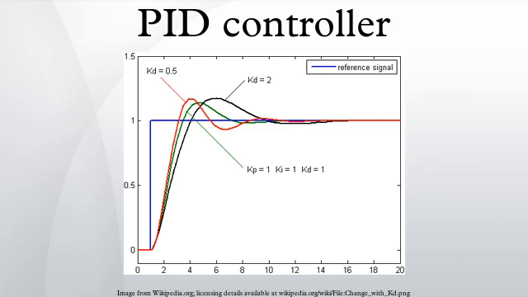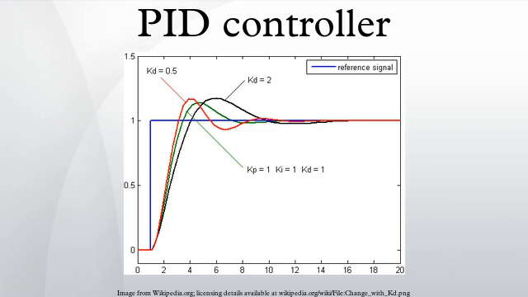A proportional integral derivative controller is a control loop feedback mechanism widely used in industrial control systems. A PID controller calculates an error value as the difference between a measured process variable and a desired set point. The controller attempts to minimize the error by adjusting the process through use of a manipulated variable.